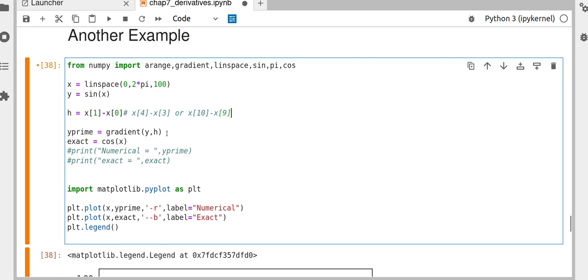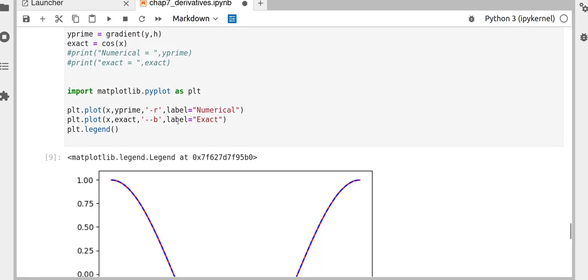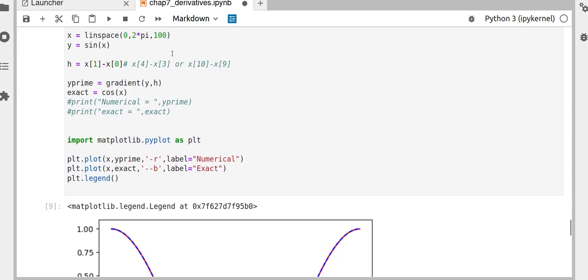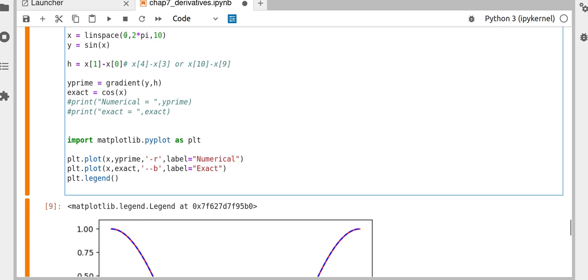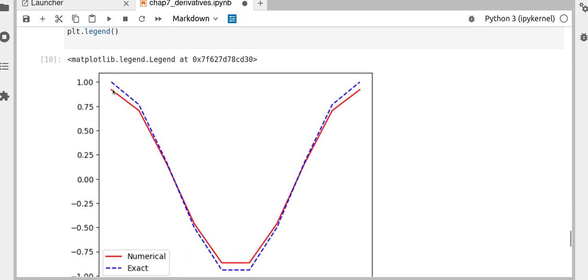Again, the exact: if you differentiate sine x, what's the answer? The answer is cos x. So if you plot this, this is what you obtain, numerical and exact. Again, this is good, and this is 100 data points. So let's change it to 10 data points and see. You can see the 10 data points is not too good. The numerical does not follow the exact.